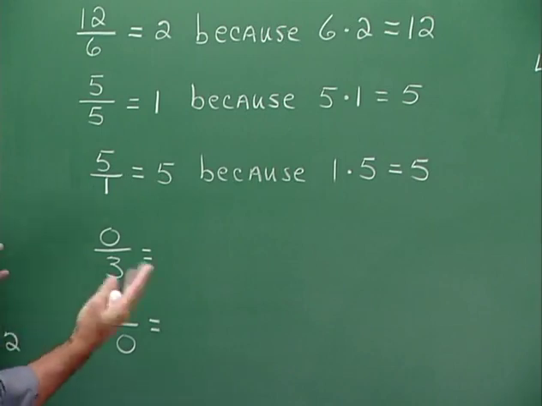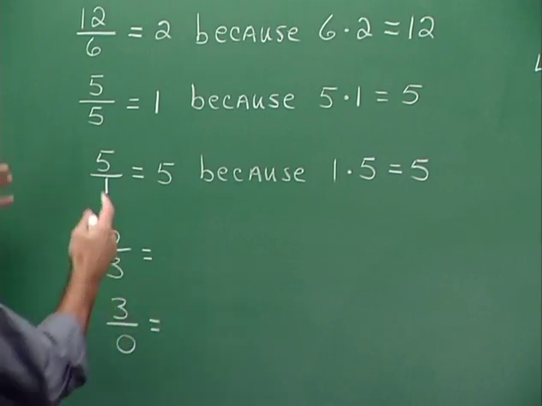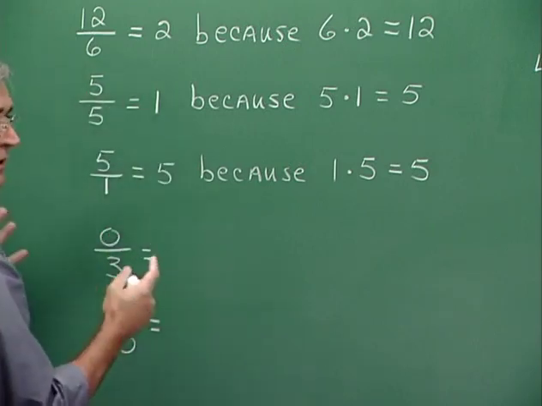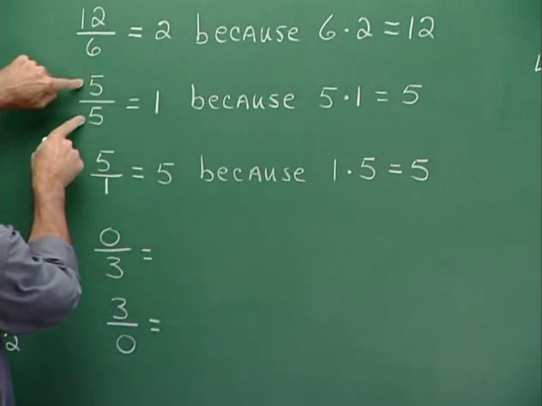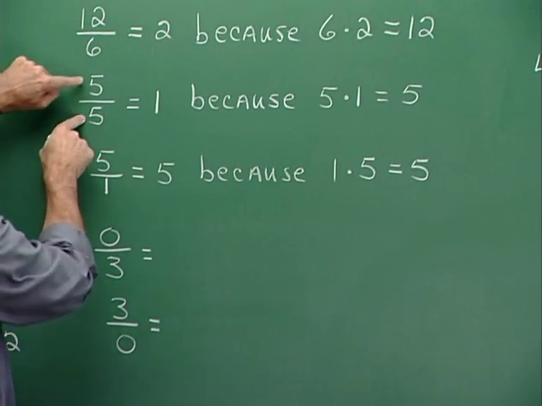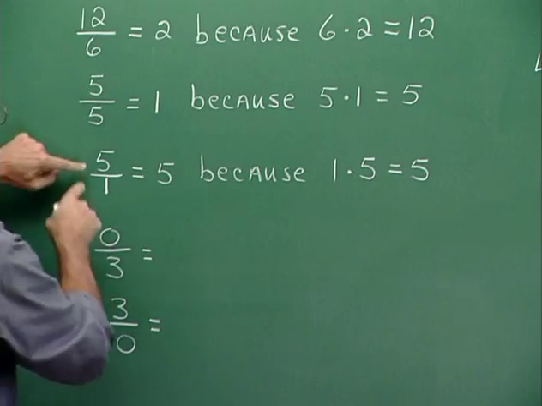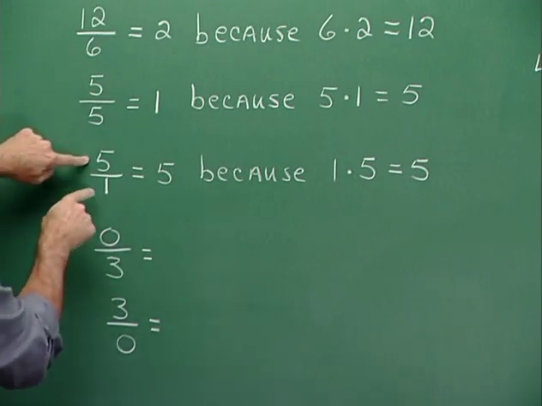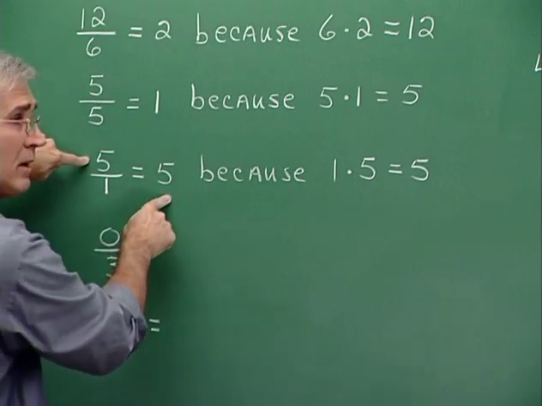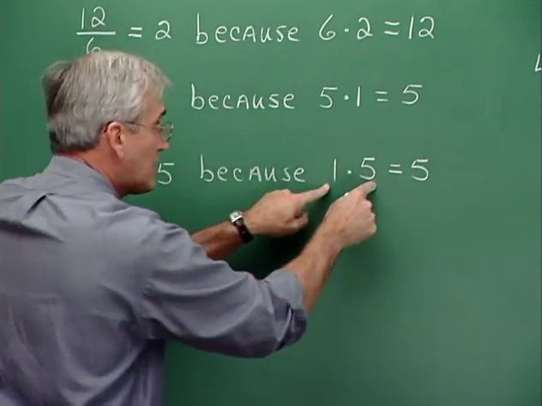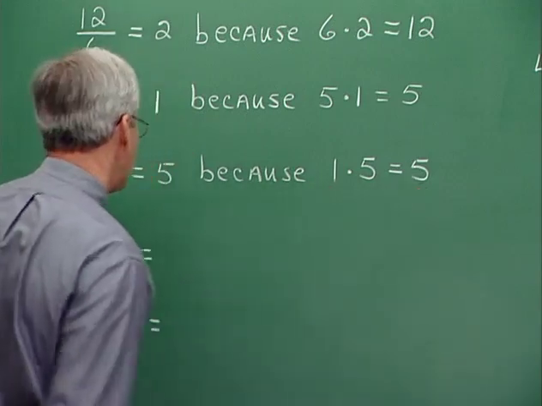Now, we can extend this idea more generally: if we have just any whole number except 0, any whole number but 0 divided by itself is going to be equal to 1 because of this same idea. And any whole number but 0 divided by 1 is equal to that same number. A over 1 is equal to A because 1 times A is equal to A. You see, that's the idea.